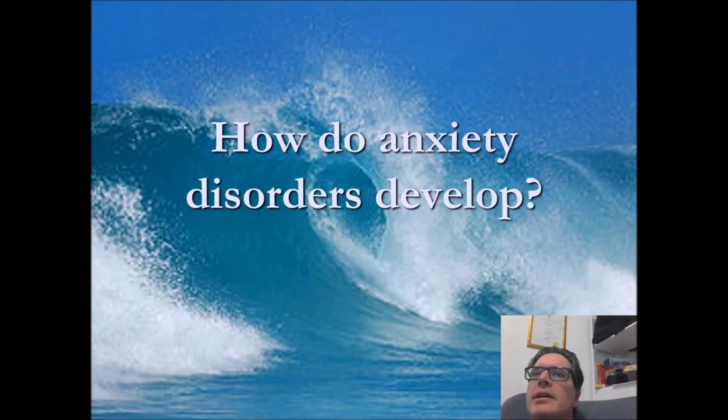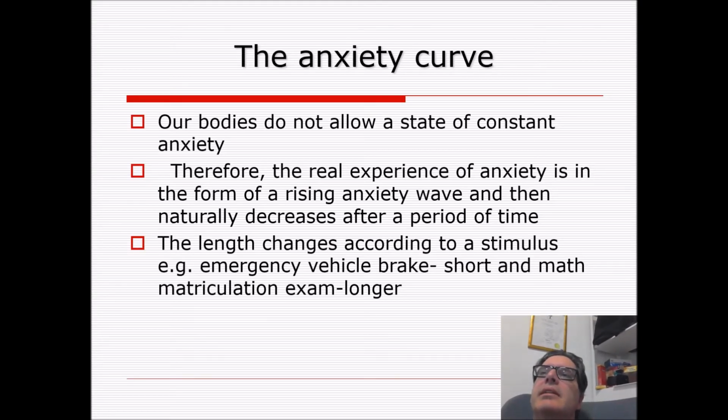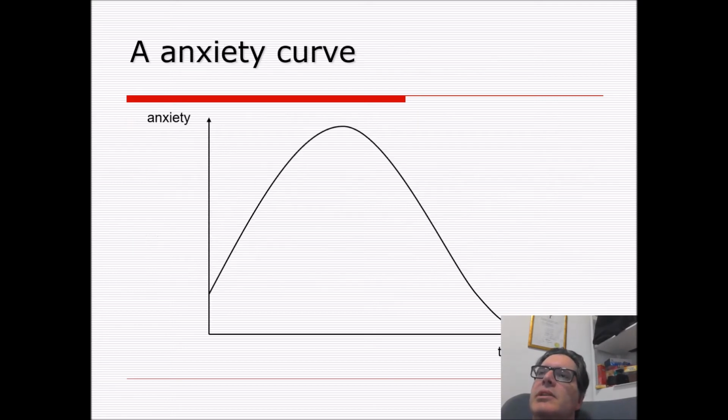So how do anxiety disorders develop? We're going to talk about it from a cognitive behavioral perspective, and we're going to be talking about what's called the anxiety curve. The anxiety curve means that anxiety has a certain pattern that it follows no matter what kind of anxiety you're dealing with. It's always rising, getting to a peak, and then decreasing gradually. So this is the anxiety curve.